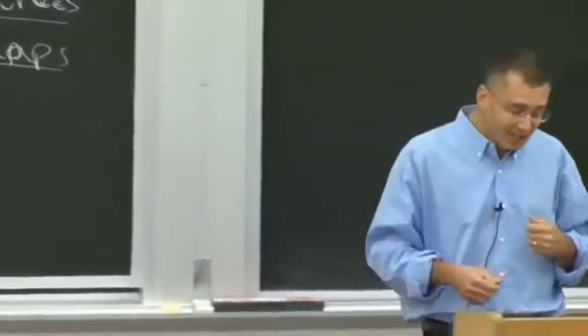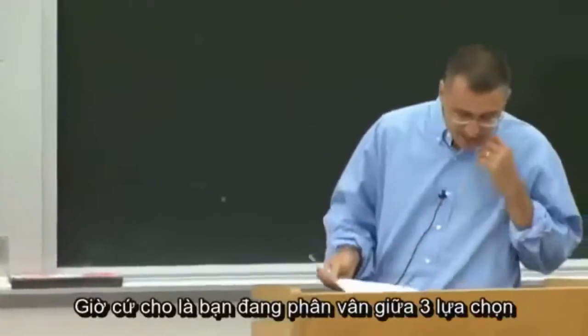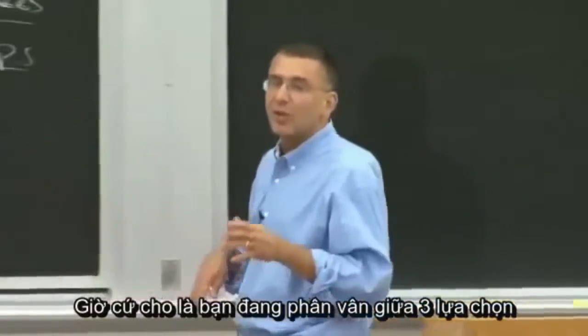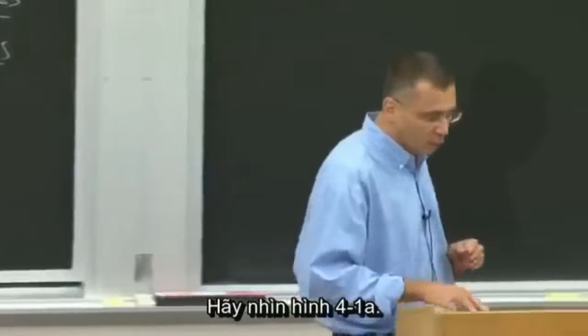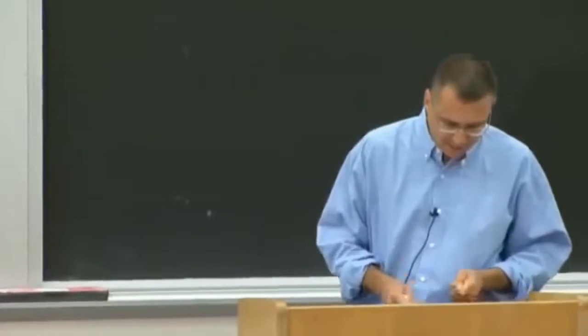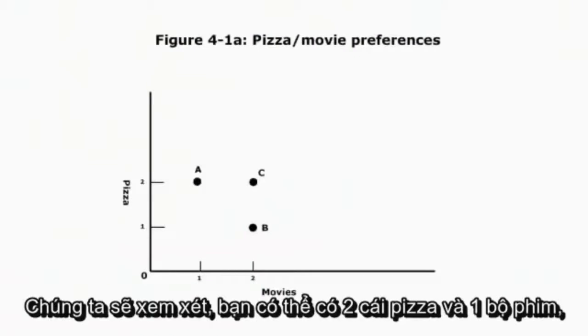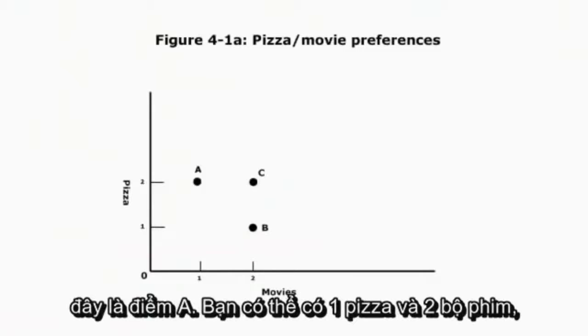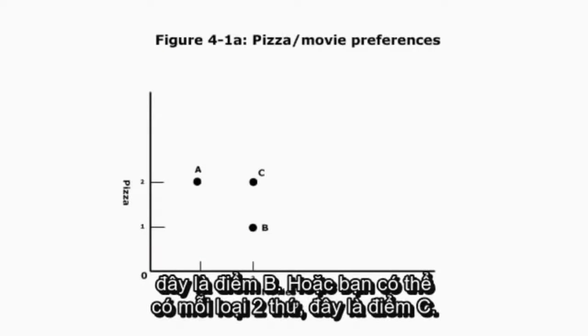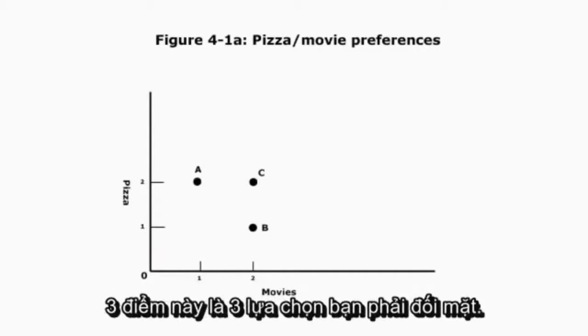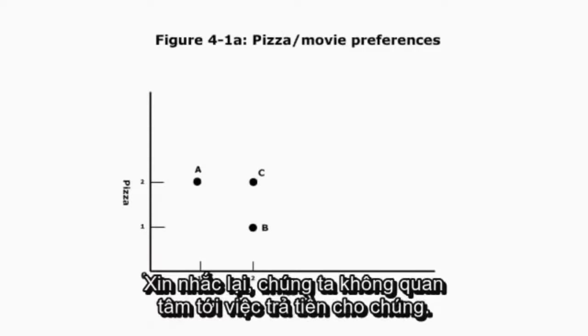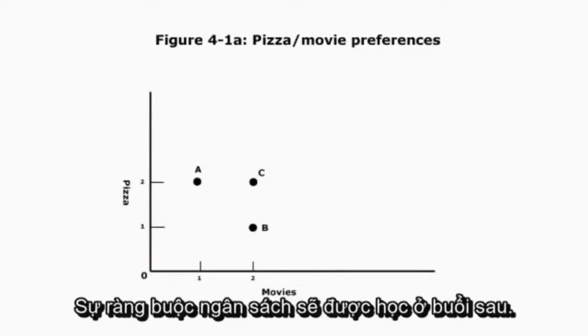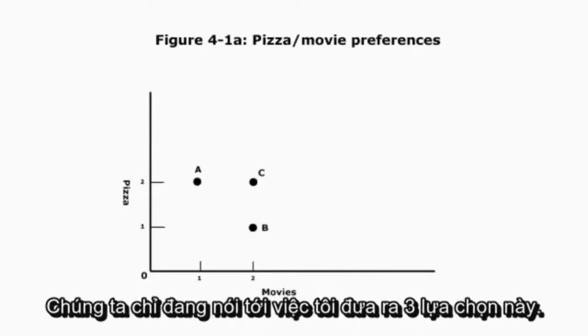Now let's say that we're going to consider three choices of pizza and movies. So go to figure 4.1a. We're going to consider you can have two pizzas and one movie, that's point A. You can have one pizza and two movies, that's point B. Or you can have two of both, that's point C. Okay? There's just three choices you're facing. Once again, we're ignoring paying for them. Budget constraints is next time. Now we're just saying I'm giving you these three choices.